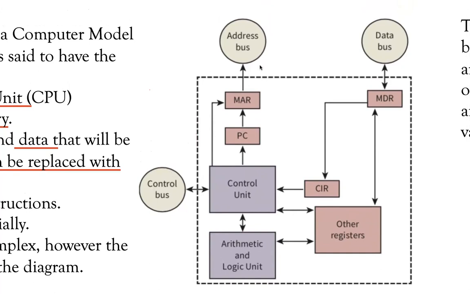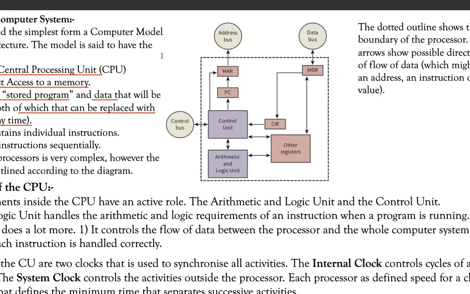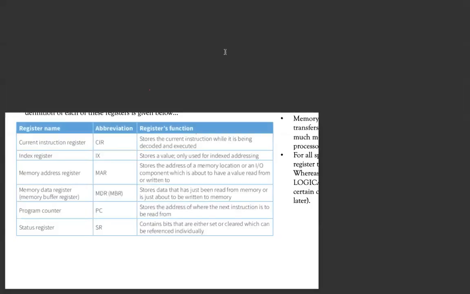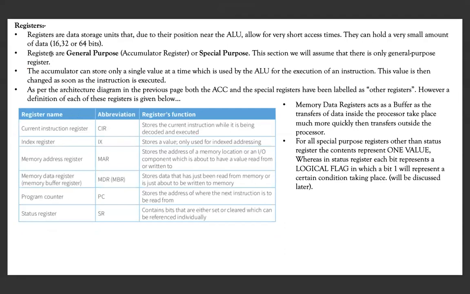So we'll be looking at these in a bit too. Collectively, the control bus, address bus, and data bus are known as the system bus. Okay, now let's look at the registers. As mentioned before, there are two types: general purpose, which is the accumulator, and special purpose, which are these. Registers are very small and hold a very small amount of data, generally 16, 32, or 64 bits.